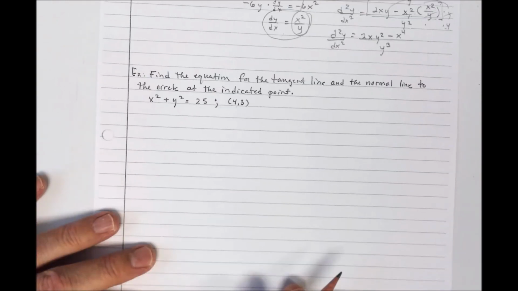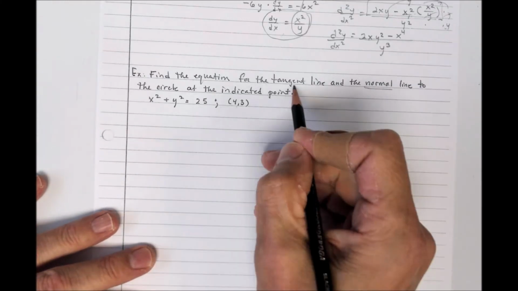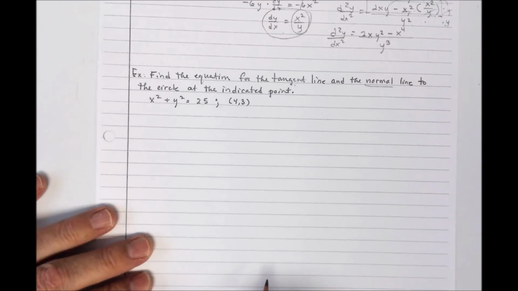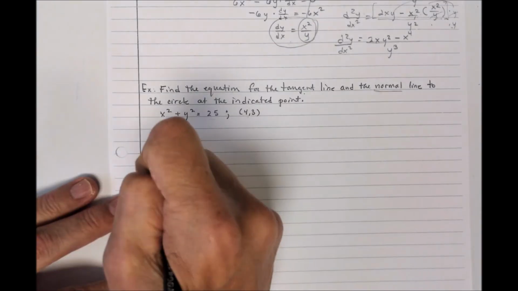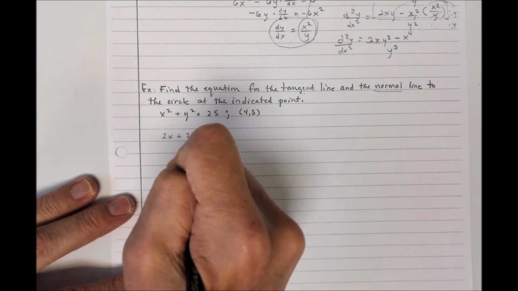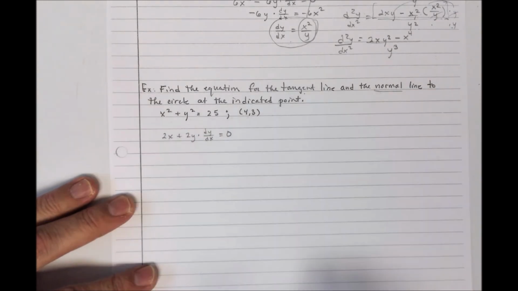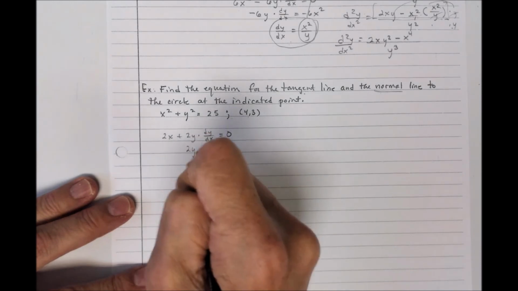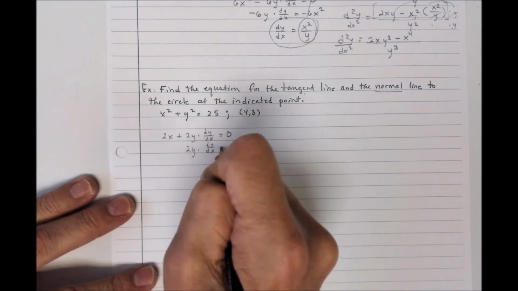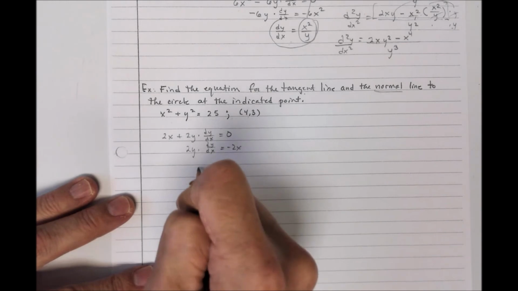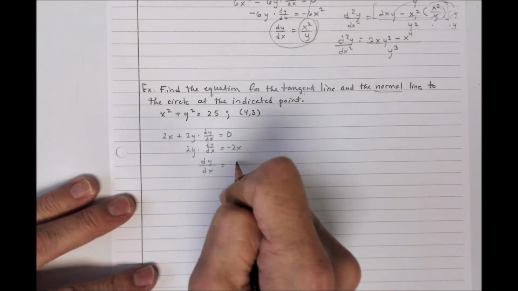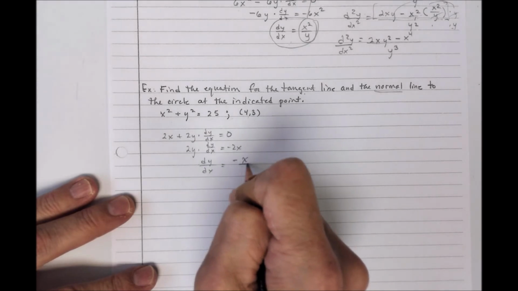So what does it mean about the normal line? Well, we know what it means with a tangent line, so we need the derivative. So let's start off by using that. This is 2x plus 2y to the first times dy/dx is equal to 0. So that means 2y times dy/dx is equal to negative 2x. Divide both sides by 2y, and dy/dx is the opposite of x over y.